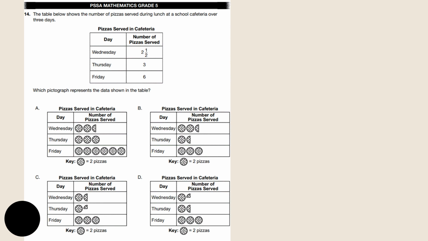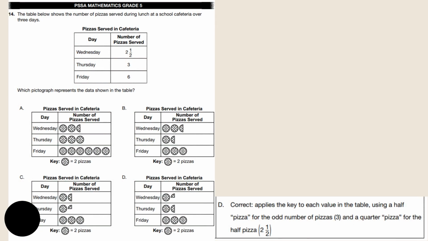Question number 14. The table below shows the number of pizzas served during lunch at a school cafeteria over 3 days. So, which pictograph represents the data shown in the table? Which one is the correct answer? If you see here, here is the number of pizzas served. Apply the key to each value in the table, using a half pizza for an odd number of pizzas, that is 3, and a quarter pizza for the half pizza, that is 2.5. So the correct answer is D, that is the pizzas served in the cafeteria on Wednesday, Thursday and Friday.